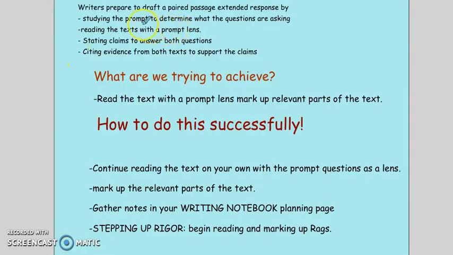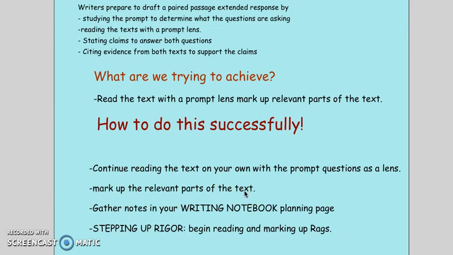So, what we did today is we were preparing to draft a paired passage extended response. We studied the prompt to determine what the questions were asking us, and we started reading the text with the prompt lens in mind. Today we were trying to read the text with a prompt lens to help us mark up relevant parts of the text. Now, what you're going to do independently is continue reading the text on your own with the prompt questions as a lens. You're going to mark up the relevant parts of the text, just like you saw me do.